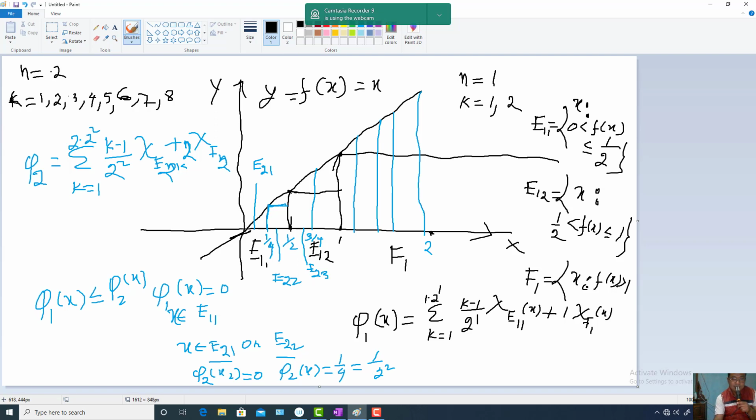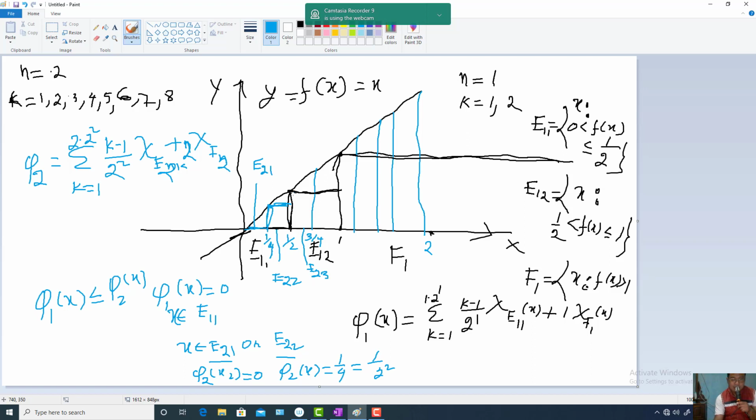So phi 1 takes 0 in this part, and from half to 1 it takes this value. From 1 up to infinity it takes this constant. But phi 2 takes, from 0 to 1 by 4, the value 0. This part from 1 by 4 to half it takes 1 by 4, like this.